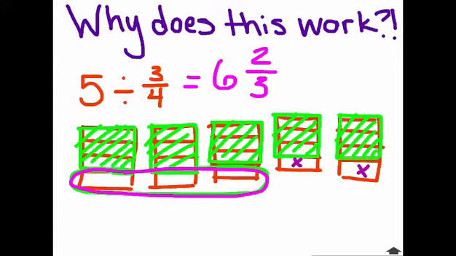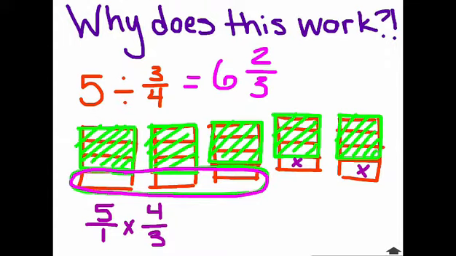Now, if we go back to our original problem, we have 5, and I'm going to go ahead and put it over the 1 right now to illustrate a point. And we're going to flip our second fraction, and we're going to have 4/3, and we're going to change to multiplying. So instead of saying 5 divided by 3/4, we're really going to say 5 ones multiplied by 4/3.